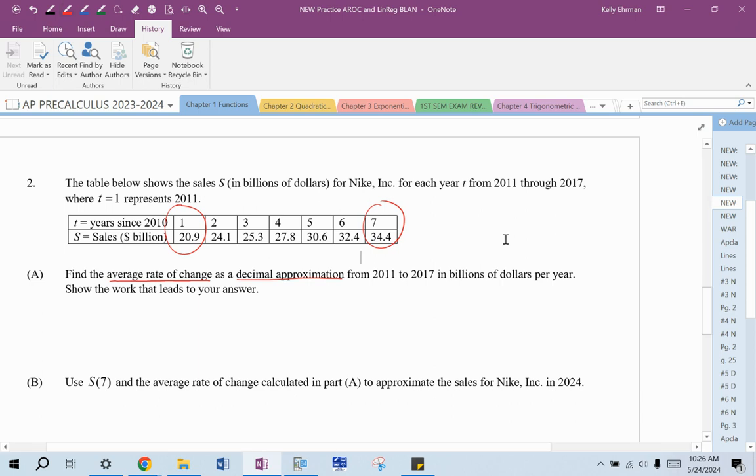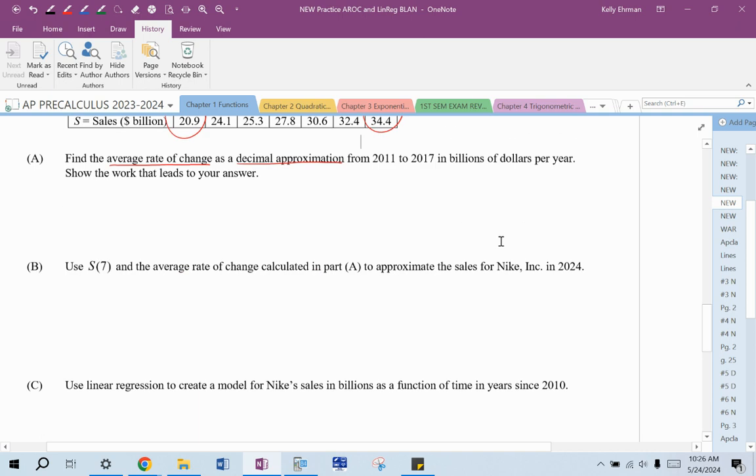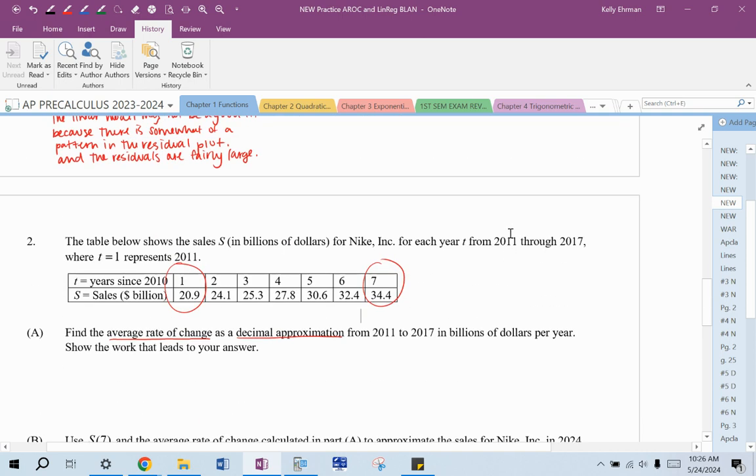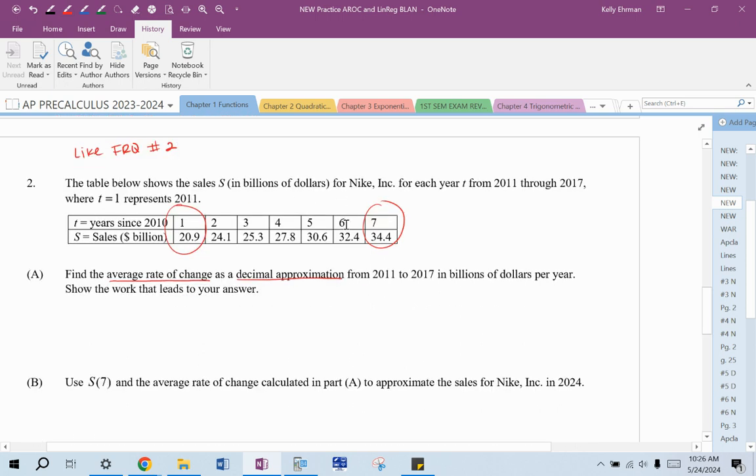This problem, by the way, is modeled after FRQ number 2. FRQ means free response question. They're kind of set up like this. So I'm trying to expose you guys to this language and format early on. Okay, so find the average rate of change. You have to show work.